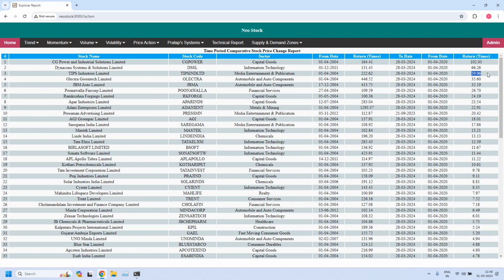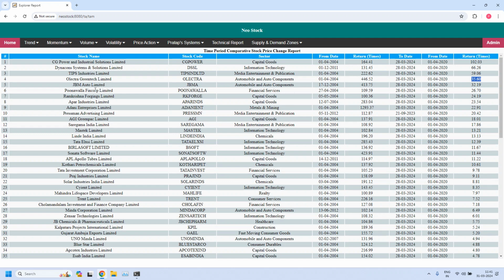Tips Industries. That means continuously it is giving performance. There are not many changes. Even the next one, Olectra. This is an automobile and auto components company. See, it has given 446 times return for the last 20 years, and in the last 4 years 35 times return it has given. That means recent performance is good, and past performance is also good. Past performance means from the year 2004 to before the pandemic starts, its performance is good, and after the pandemic also its performance is good.